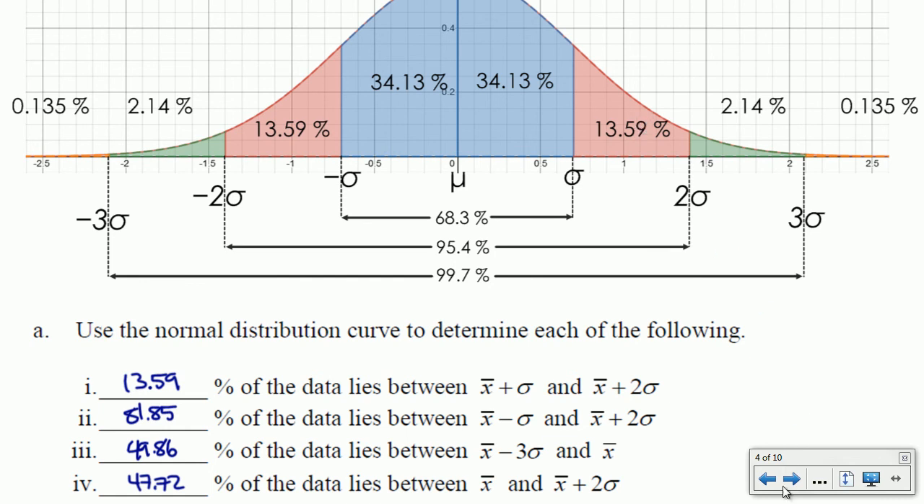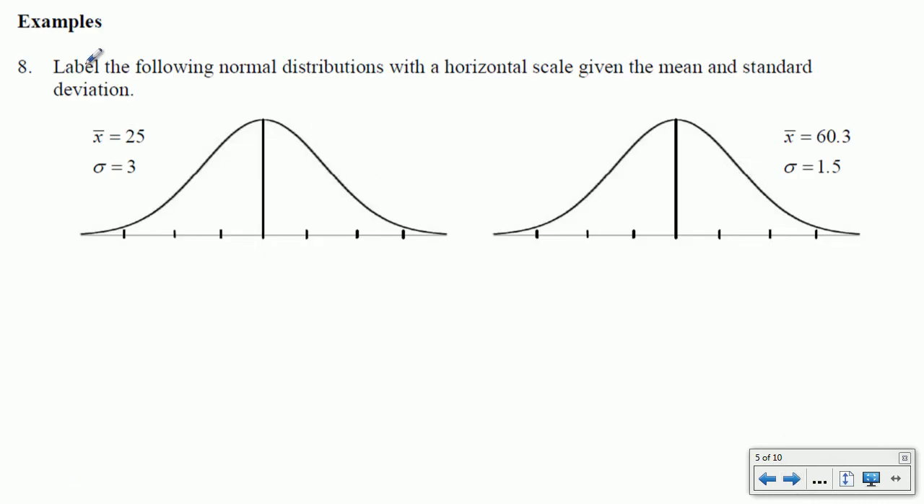So here's some fun and easy questions for you to do. Number 8, we need to label the following normal distributions with a horizontal scale, given the mean and standard deviation. These normal distributions aren't exactly drawn to scale. Their characteristics would change depending on what the standard deviation was doing. So my question for you is, which one of these would be taller? And if you don't know the answer to that, you should try the demo.